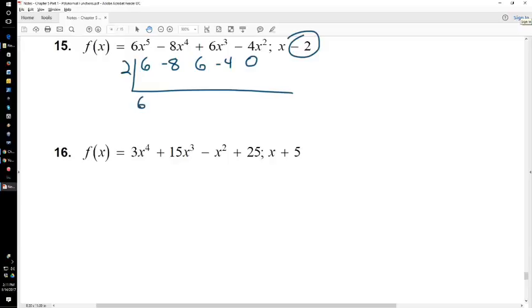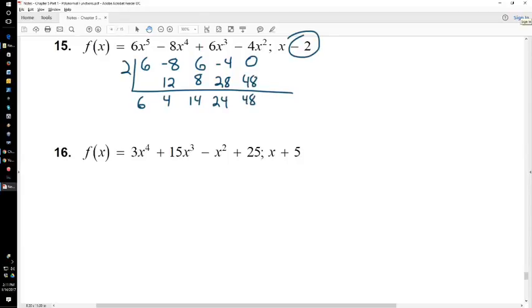Drop down the 6. 6 times 2 is 12. Add those up, you get 4. 4 times 2 is 8. Add those up, you get 8 plus 6 is 14. 14 times 2 is 28. Drop that down, it's positive 24. Multiply that, that's 48.